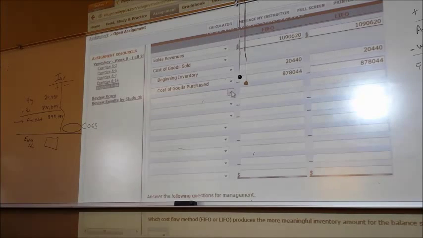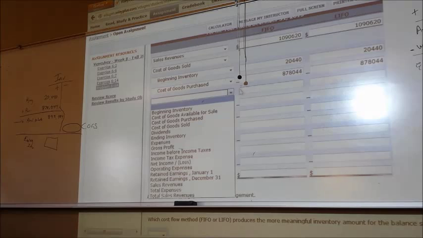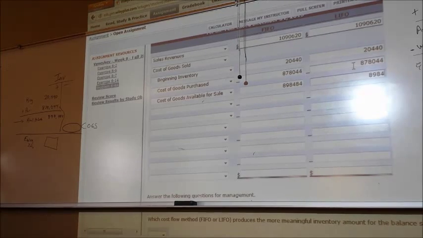Beginning plus cost of goods purchased, and this little line tells me I'm going to have a total coming. These two equal cost of goods available for sale. And I did that here: 898,484. No change over here yet.